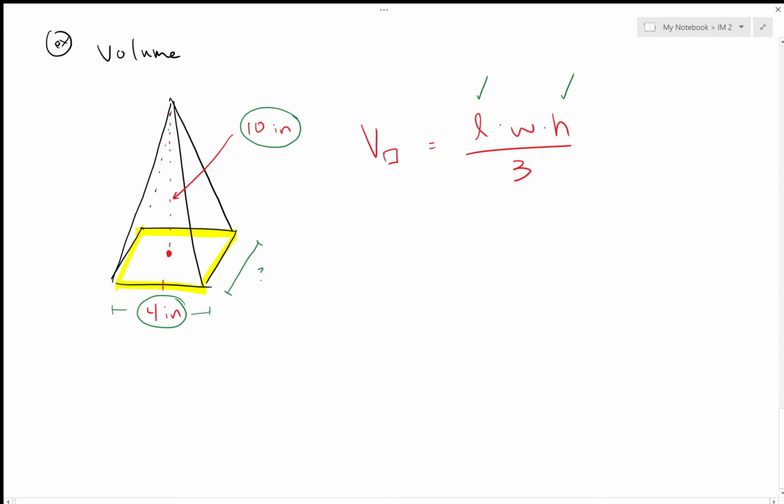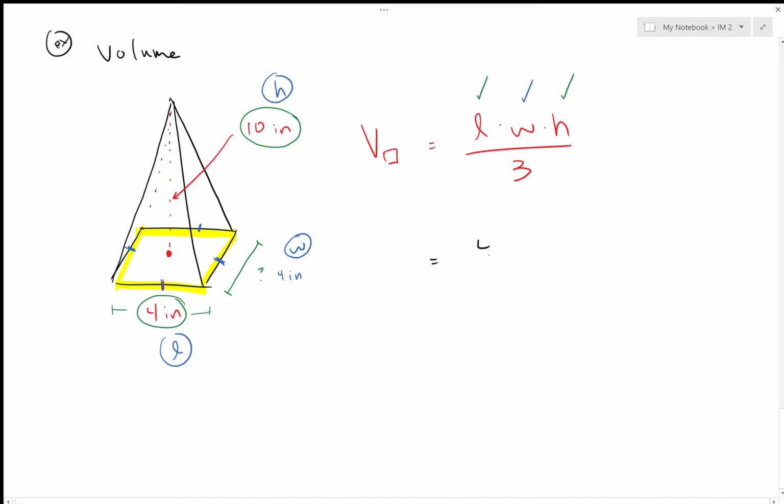Okay. They don't have a number there, but think about this. That base shape is a square, and squares have 4 sides that are the same. So if this side is 4 inches, this side is 4 inches, the back one's 4 inches, and the left side is 4 inches. So we do have the length and the width, they just didn't label everything for us. So if you want to write it over here, we have the height, we have the width, we have the length, and that's everything we need to plug it in.